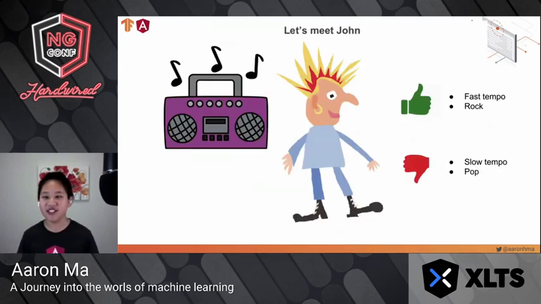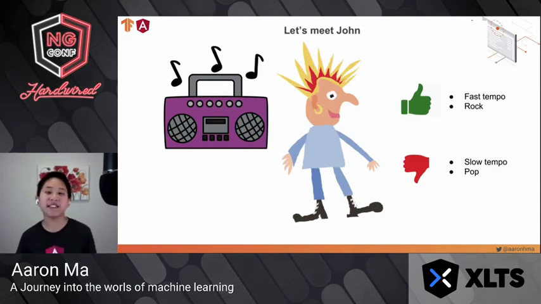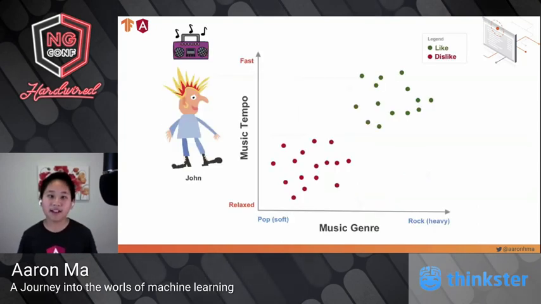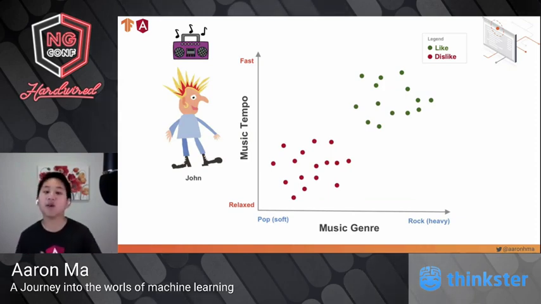So let's meet John. John loves listening to new music. He loves music that has a fast tempo in the genre rock, but he dislikes music with a slow tempo in the genre pop. So we can plot his like music and dislike music on an XY axis graph, as you can see here. The x-axis is the music genre, from pop to rock. The y-axis is the music tempo, from relaxed to fast.